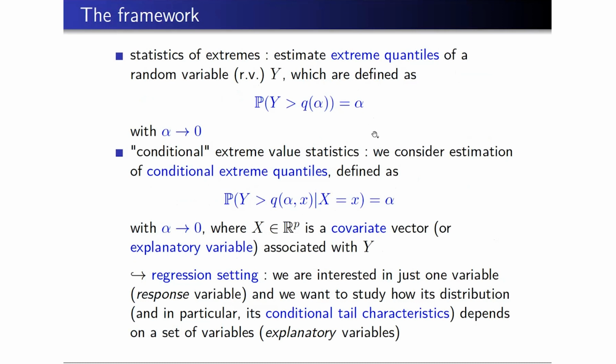And then in some situations, the variable of interest Y is observed with a covariate, and this covariate X could be in R^p or in a high dimensional space, like Sophie said in her talk. Y is the variable of interest, and X is an explanatory variable, so it is a kind of regression. What we want to do is to study the extremes of Y depending on the observation of X.